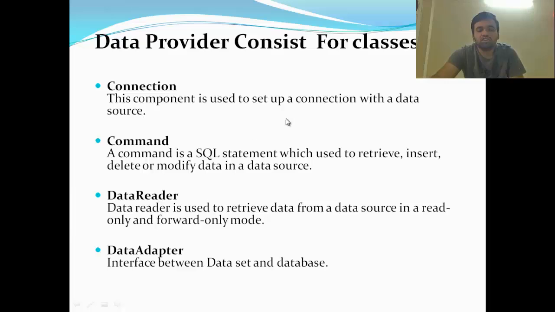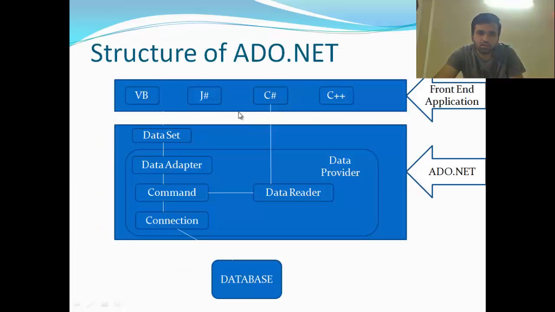Here we can say the first class is connection. This class is used for setting up a connection with data source, meaning connection with data source means our database. The connection class is used for connection between front end application and database. Okay, so the first class is connection.